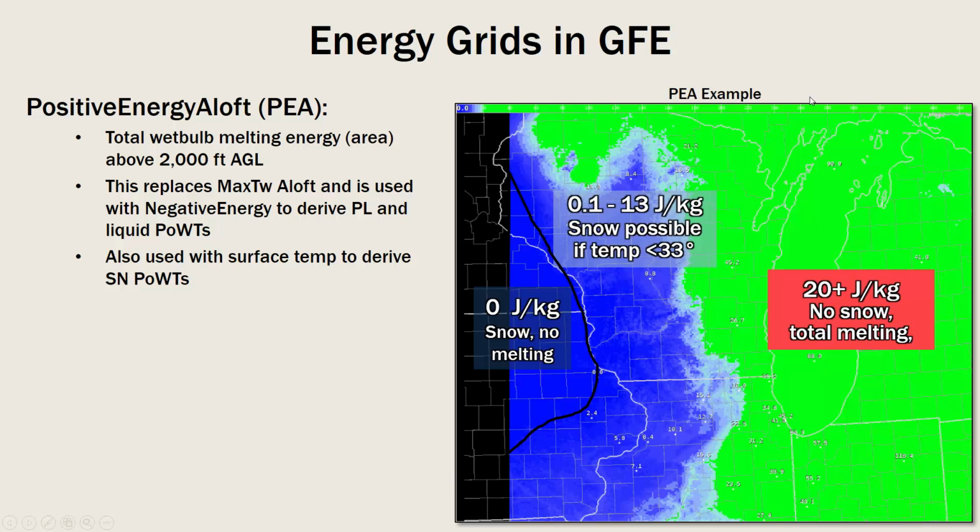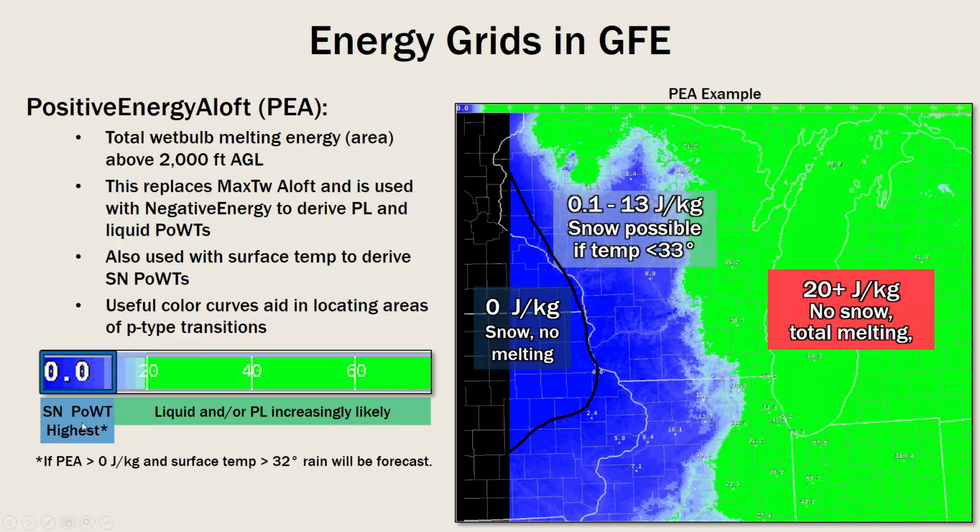So just to show you an example, this is an example of the positive energy aloft grid. You'll notice it's color-coded quite nicely, with very useful colors. If your surface temperature is below freezing in any of these areas where you see blue, you're going to get some type of mention of snow in your forecast. Obviously, if you're near zero, that's going to be your best chance of snow. And once you get up to around 20 joules per kilogram that we talked about, you can see that is colored green. So you'll know in the green areas you're not going to get any snow output. You're just going to have too much melting energy to result in snow reaching the surface.